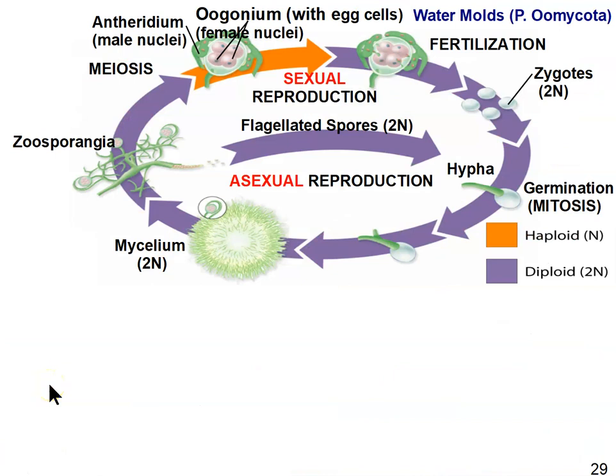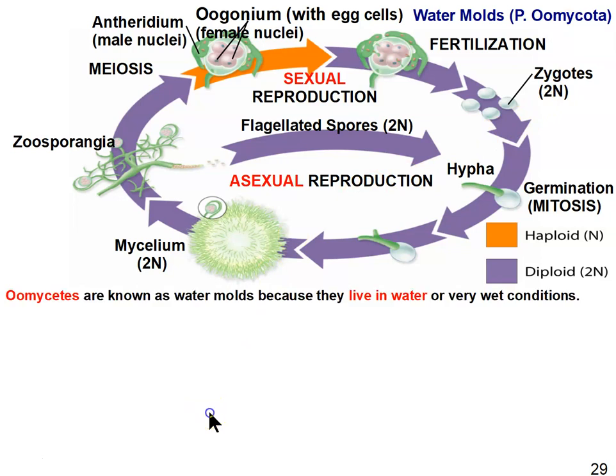All right, one more life cycle diagram, and this is the third phylum that is not considered a slime mold. At least the common name is not slime mold. The common name is a water mold, Oomycota. And you'll see why it's called Oomycota in a minute. But Oomycetes, the common name for members of the phylum Oomycota, are known as water molds because they live in water or very wet conditions.